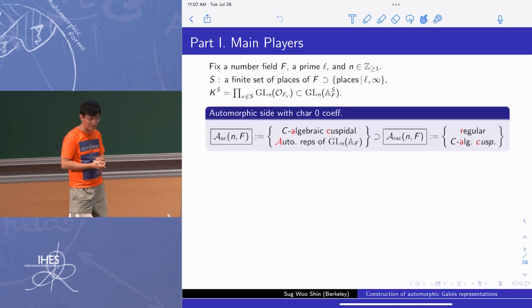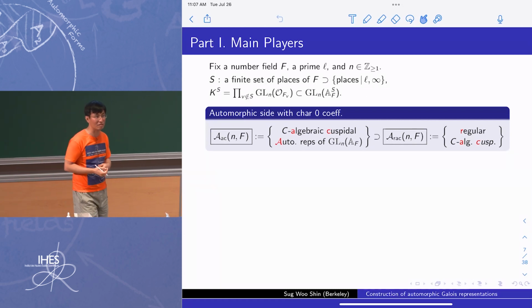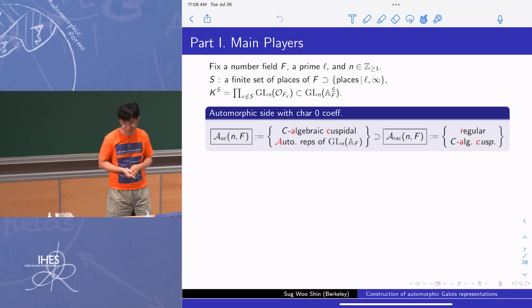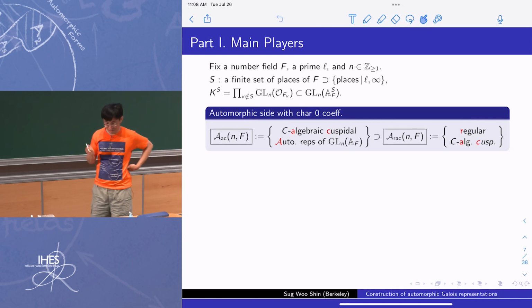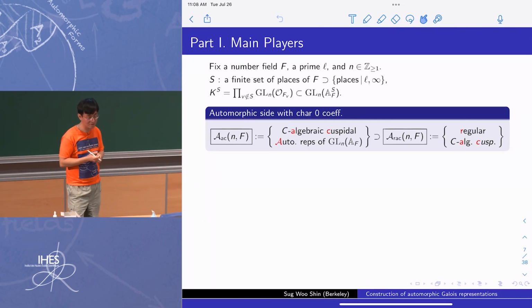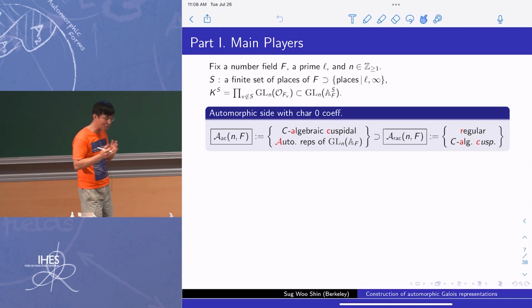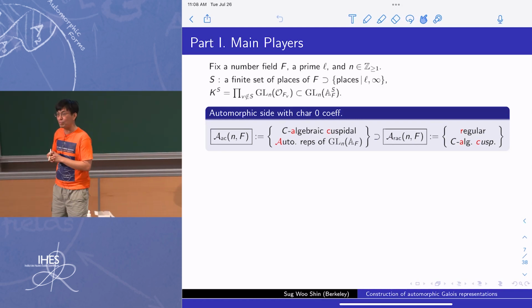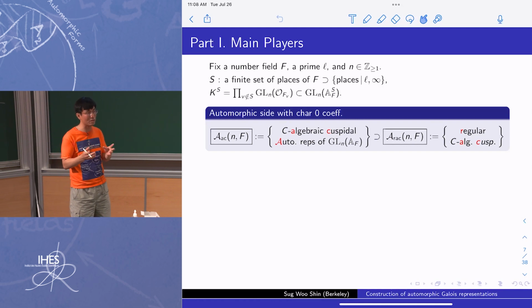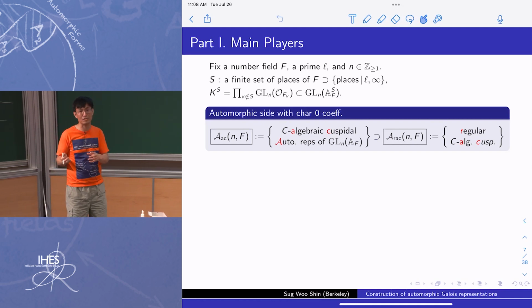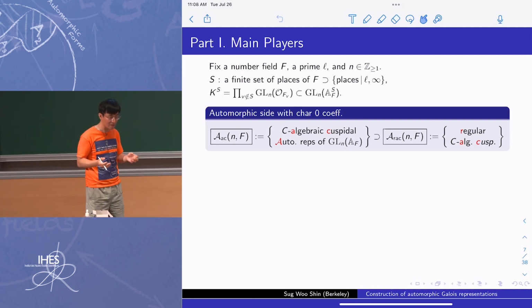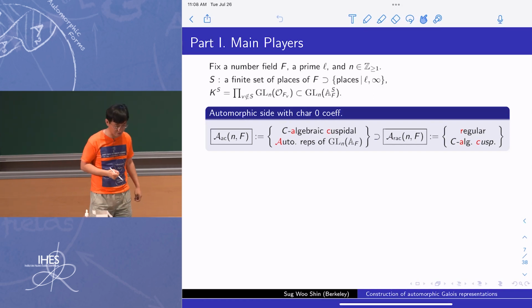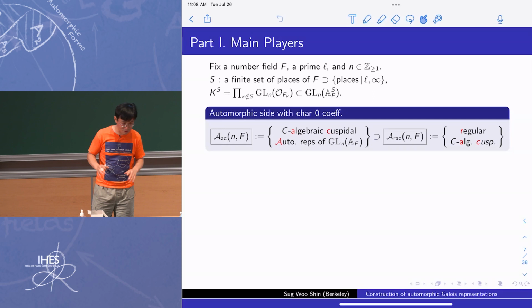Here are some sets I want to define. On the automorphic side with characteristic 0 coefficients, you can consider the notion of algebraic automorphic representations, or more precisely, C-algebraic and cuspidal automorphic representations. I'm not going to define C-algebraic carefully, but the notion of algebraicity depends only on the Archimedean components. Roughly, it means that the infinitesimal character of every Archimedean component is integral, up to some shift by some half sum of positive roots. But if that doesn't make sense, that's fine. It's just some notion of algebraicity.